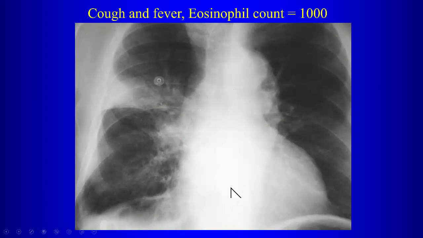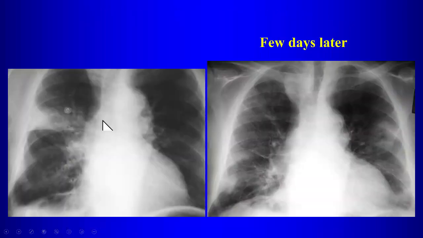So if I tell you that this patient has cough and fever, we can see there's a consolidation here. He does have an elevated eosinophil count. So then we're thinking about some eosinophilic lung disease here. Here's our current chest x-ray, and a few days later, the x-ray looks like that. So what has changed?